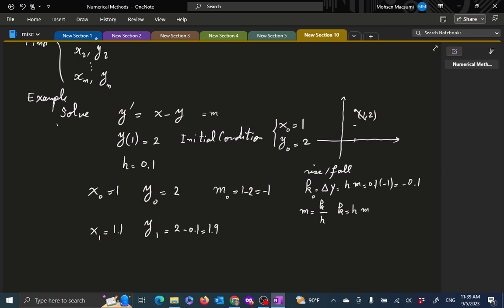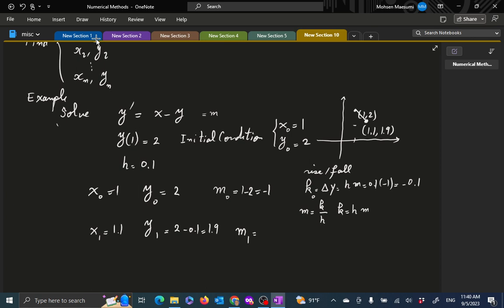Okay, so x1 is 1.1, y1 is 1.9. So we have arrived at this point, 1.1 and 1.9. Okay, the whole thing is to repeat this over and over again until you are satisfied about your destination, which means what? So go ahead and calculate your slope at the current point.